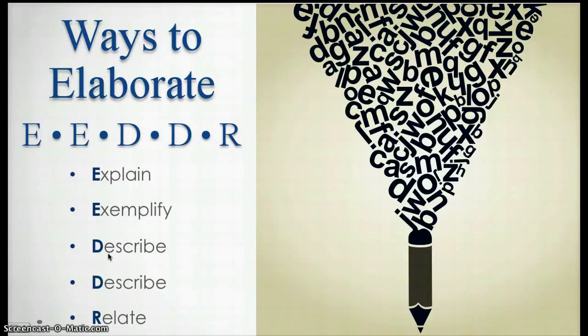Explain for the first E. The second E is exemplify, or give an example. The first D is describe. Describe what it looks like in literal language. What does it literally look like? Use your eyes and descriptive words, and do your best. Describe with figurative language. Use a simile, a metaphor, a hyperbole, an alliteration.